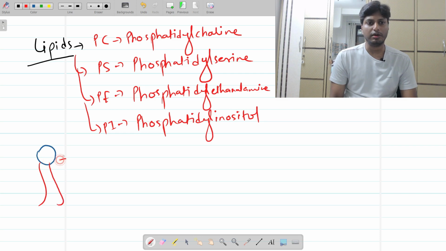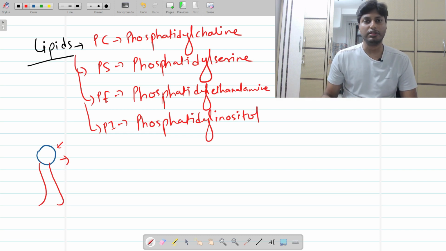So all these different types of phospholipids which we have just discussed have different types of head groups. Suppose a particular phospholipid has choline as a head group, then that type of lipid will be considered a phosphatidylcholine. If the head group has serine, then that type of phospholipid will be called a phosphatidylserine. So different types of head groups can be present. All these different types of phospholipids are present inside the cell membranes, and they have different roles.